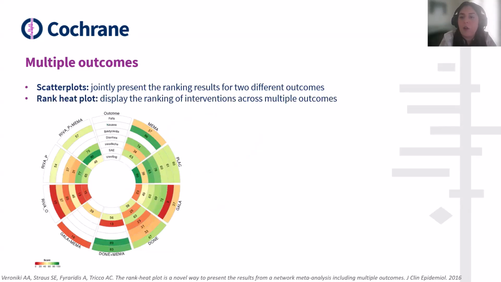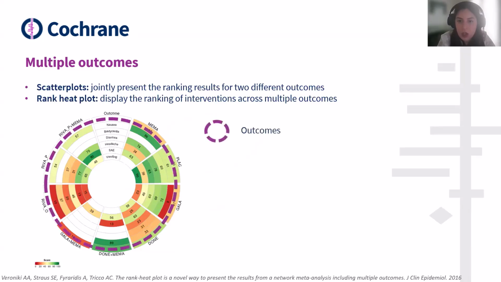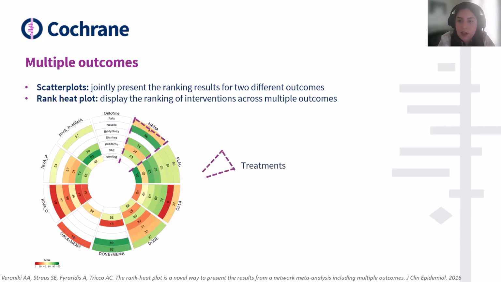To display ranking for more than 2 outcomes, we can create the ranking plot using either the p-scores or the SUCRA values. This plot consists of concentric circles and different sectors. The concentric circles represent different outcomes. We have one circle for each outcome. The sectors represent the treatments. We have one sector per treatment.